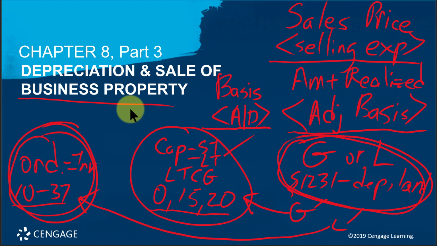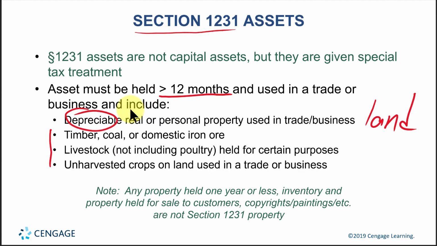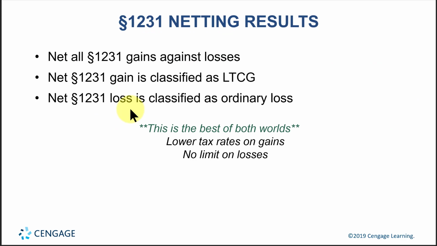The assets we're talking about held for more than a year, then you sell it, resulting in a Section 1231 gain or loss. So you figure out the gain and the loss for each business asset you sold during the year, and you combine them together.